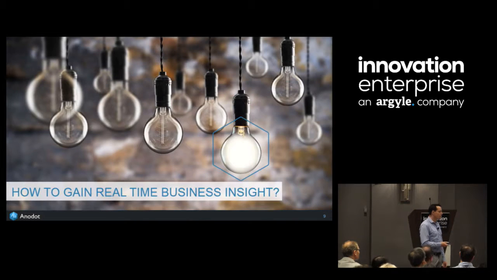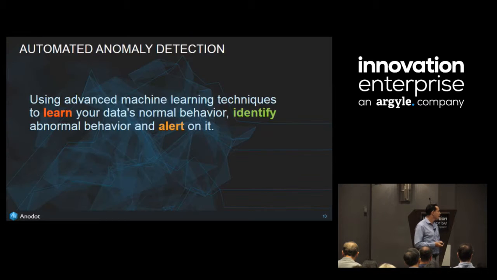So this is the problem, and we explained the problem space and how you do not get the solution for that. And how do you gain real-time business insight? The answer is using automated anomaly detection. First of all, what is automated anomaly detection? We're talking about using advanced machine learning techniques to learn your data's normal behavior, identify abnormal behavior, and alert on that.